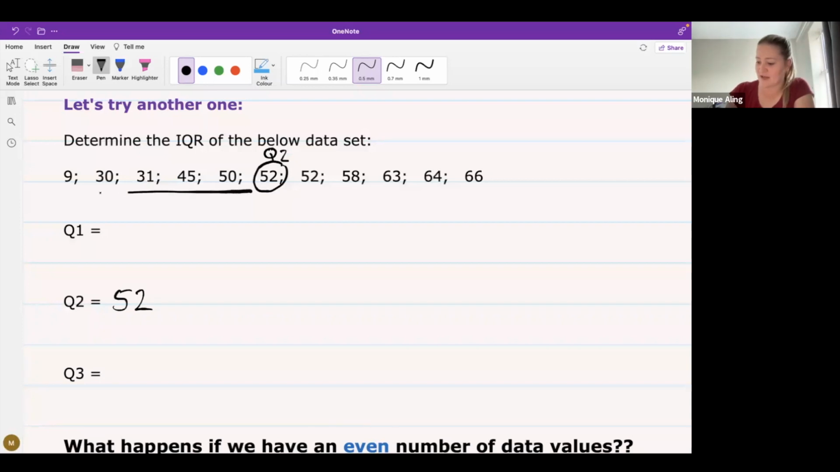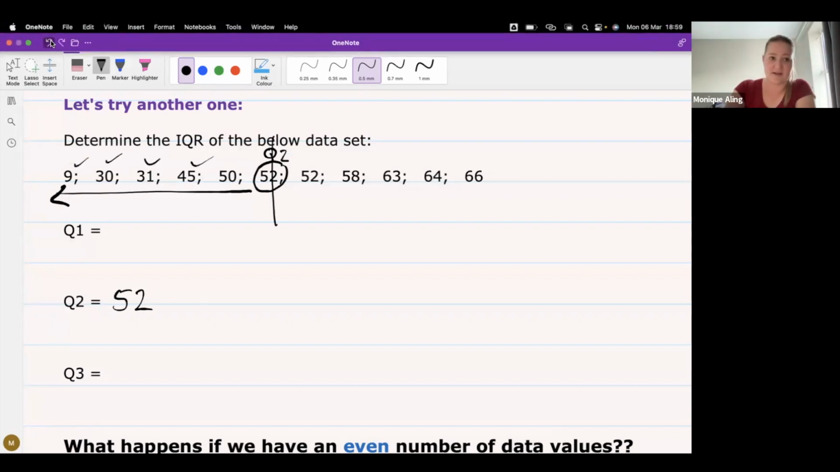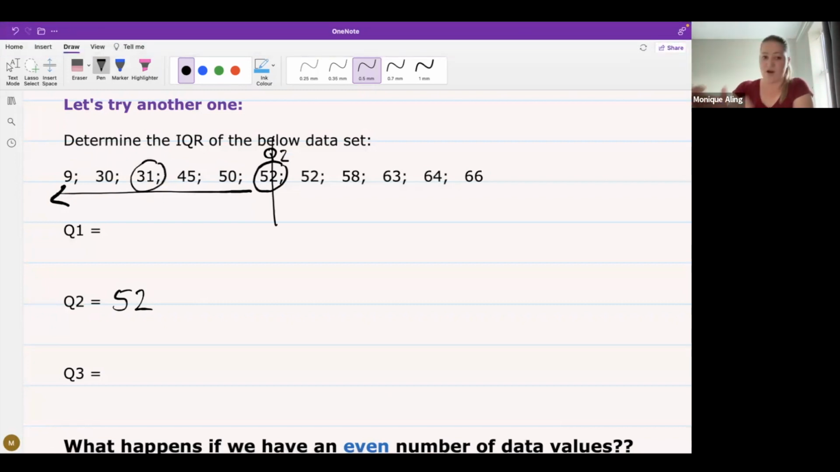I then look to the left of my 52 and I find the middle number in this half, because this is now half. 52 has divided this data set into half. Okay, I've got 1, 2, 3, 4, 5 numbers. So there's an odd number, so there's going to be a definite middle number. Our definite middle number of just that half is 31. I'm going to go to the right-hand side of the median. There are 5 numbers. I'm going to find the middle of those numbers, which is 63. So that's quartile 3.